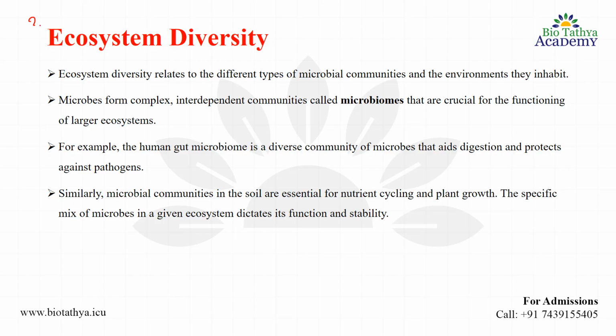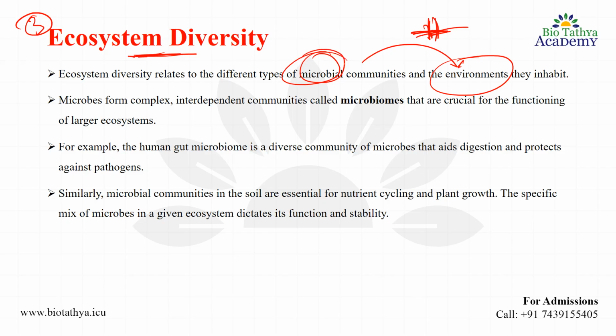Coming to the last but not the least diversity, there is ecosystem diversity. Ecosystem diversity is basically the diversification of not only microbes but microbes plus their environments. So along with the environments, when the microbes evolve, that is ecosystem diversity, where they inhabit. Microbes can form complex interdependent communities which are called microbiomes.